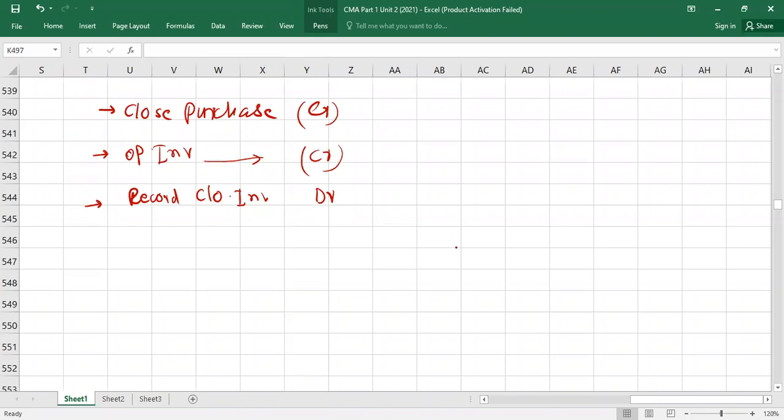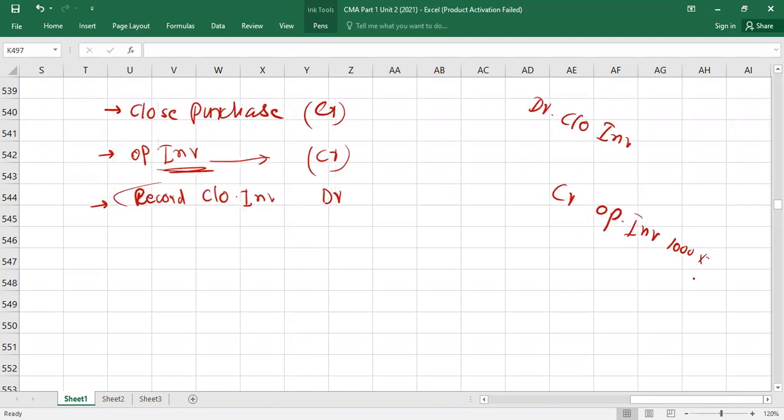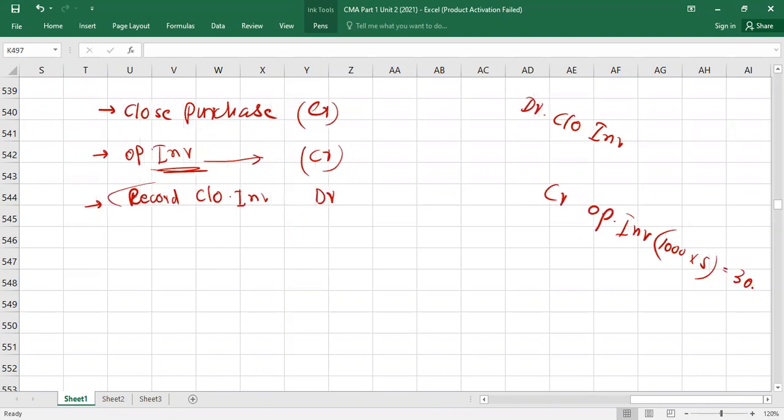How? Let's pass the entry now. First we have to record closing inventory, so you debit closing inventory. Then what do you have to credit, guys? Opening inventory. And the opening inventory value, you know, 1,000 units times 5. It is going to be 3,000. Then you also need to close which account? Purchases account. So we will credit the purchases account also. How many units did you purchase? 250 at $5 each, 1250.